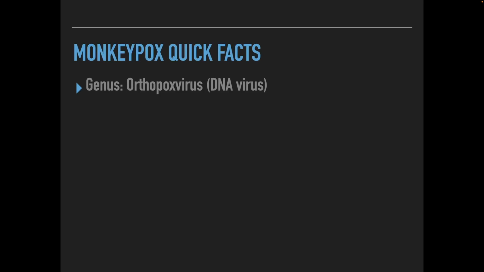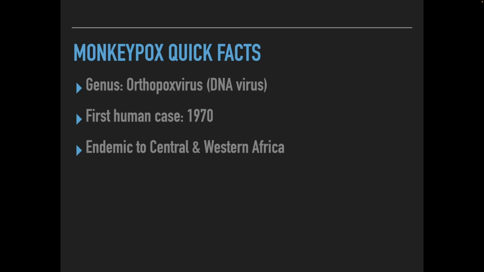Number one, this is an orthopox virus, which is a DNA virus group, and basically that includes smallpox, cowpox, camelpox. So, there are other more familiar pox viruses that are in this category. Number two, the first human case was in 1970. This is not a new virus. This has been around for quite a bit, but now we're becoming more familiar with it.